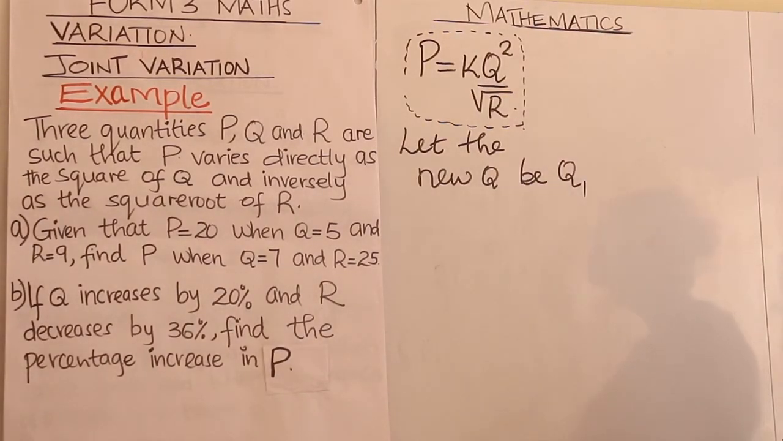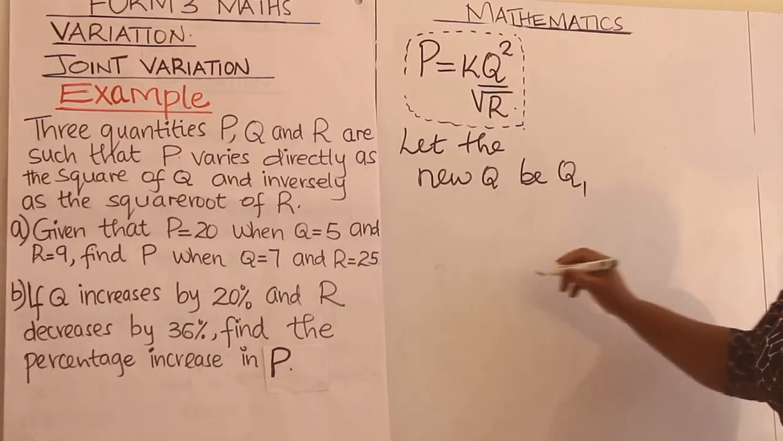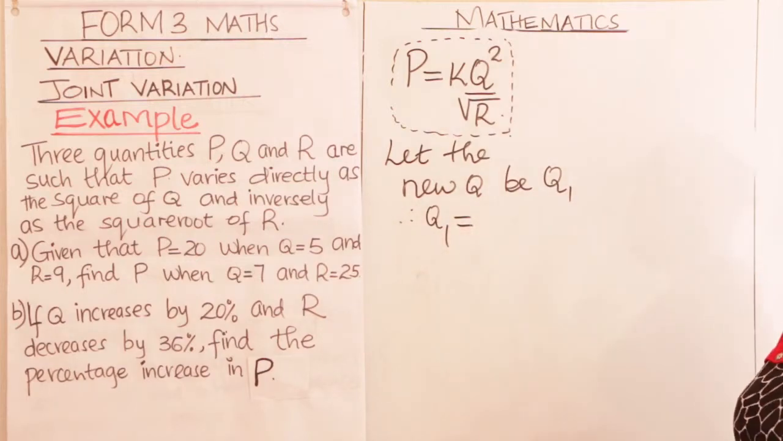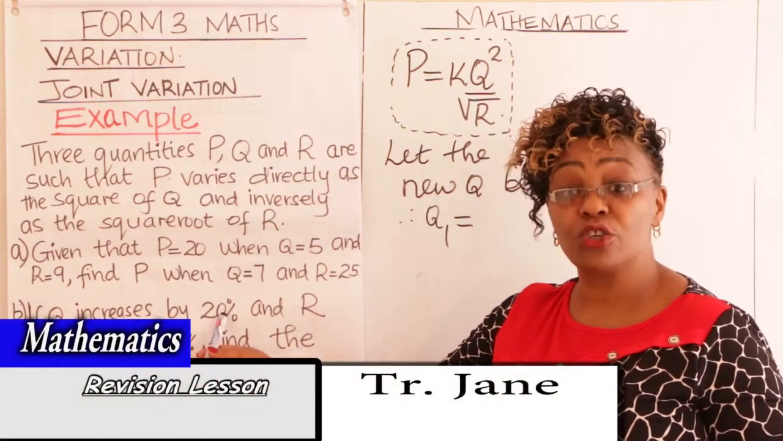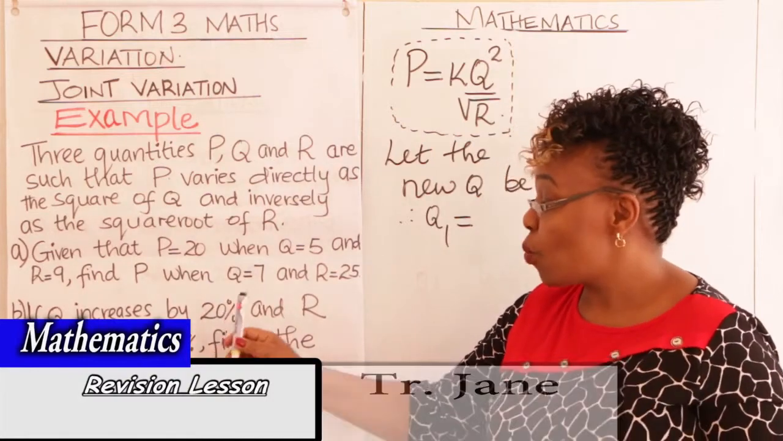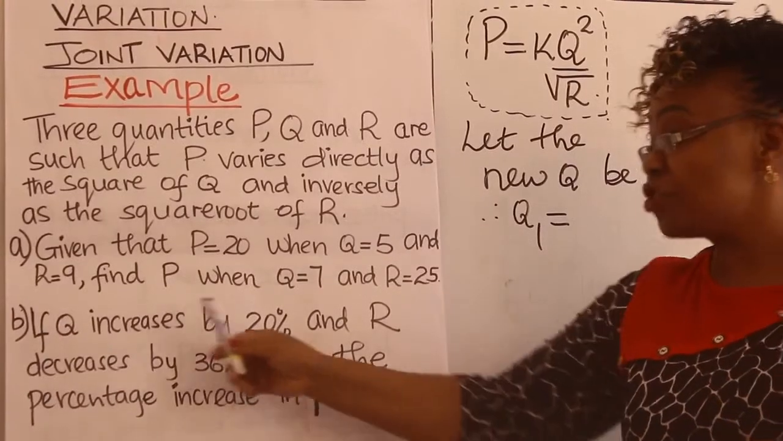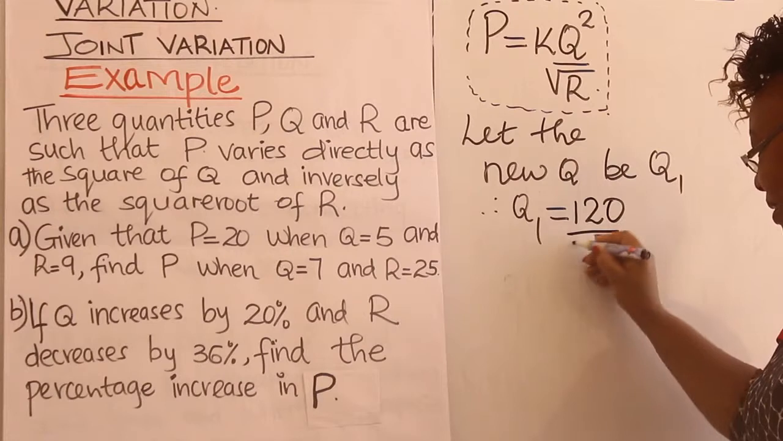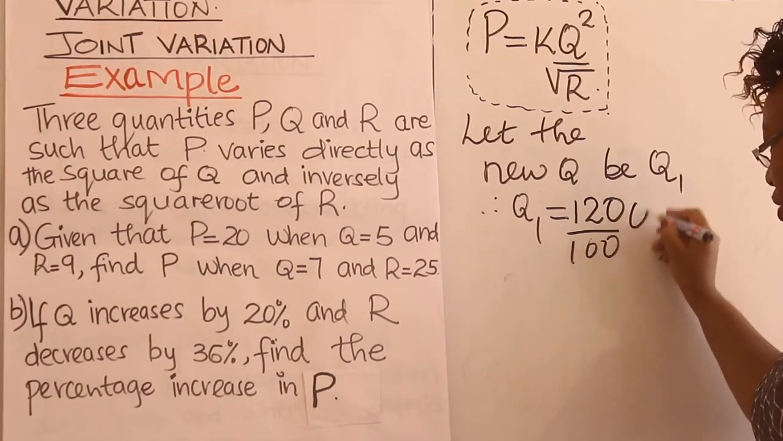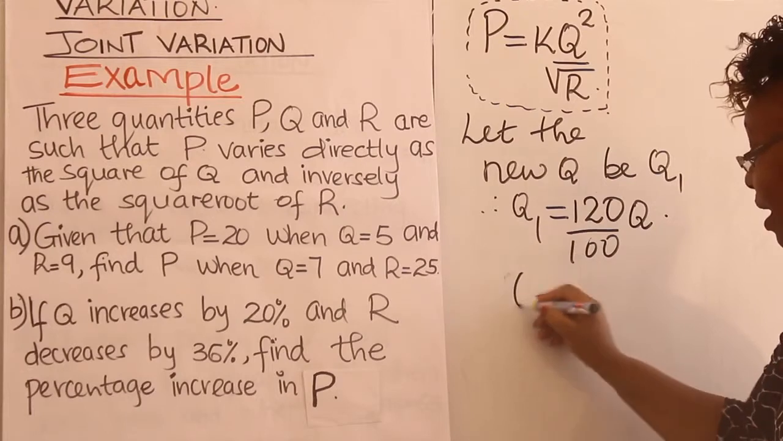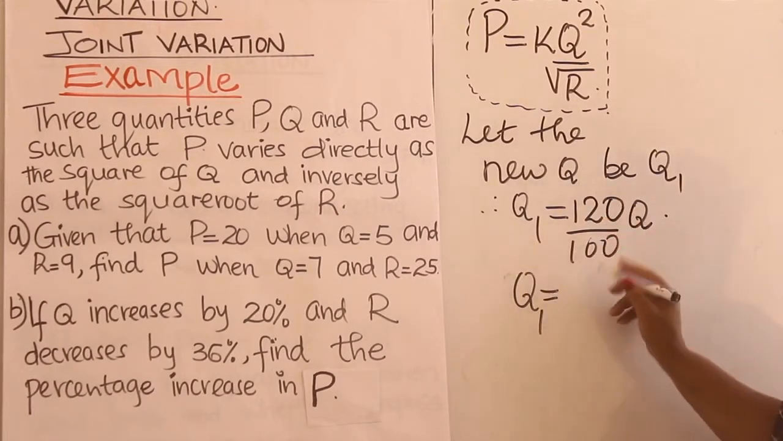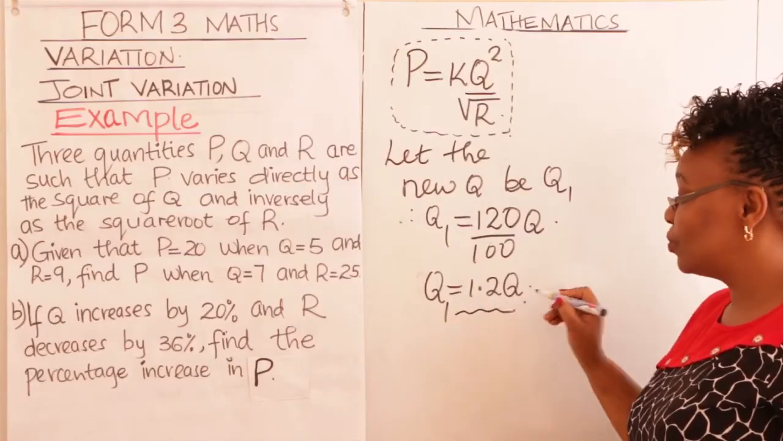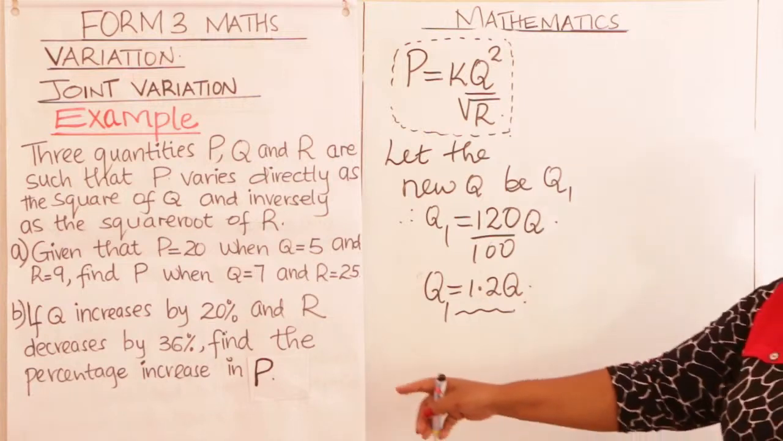Let the new Q be Q1. Therefore, Q1 will be equal to what? Q1 will be equal to Q increased by 20. And therefore, the new Q will be 120% of the old Q. So the new Q will be 100% of the old Q plus 20%. And therefore, learner, the new Q is 1.2 of the old Q. Yes?